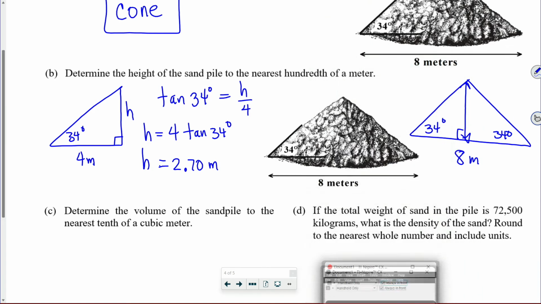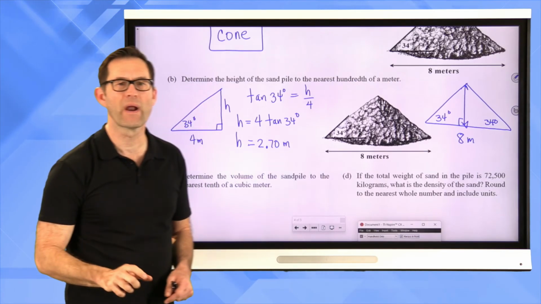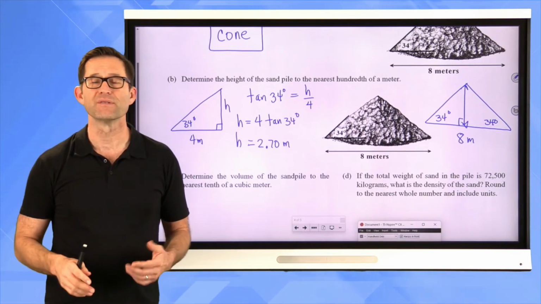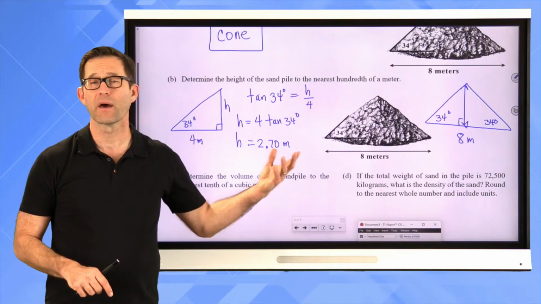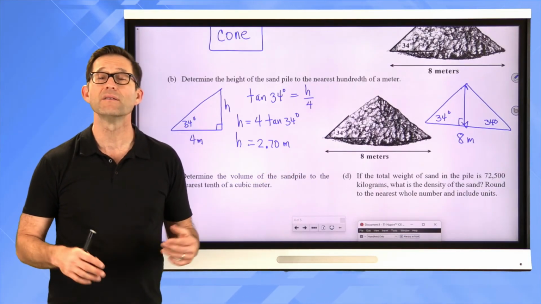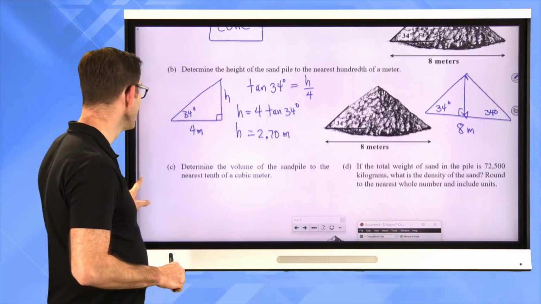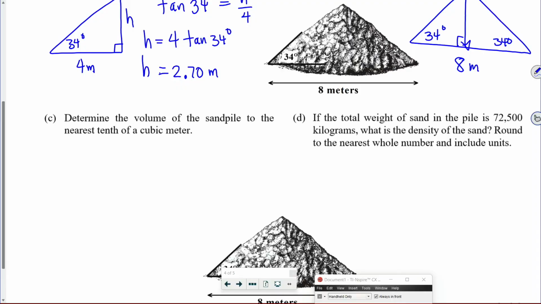Now, by the way, you might think the nearest hundredth of a meter is rounding to really fine precision. Don't forget the hundredth of a meter is a centimeter. So we're really talking about a height of 270 centimeters, right? All right, let's take a look at letter C.